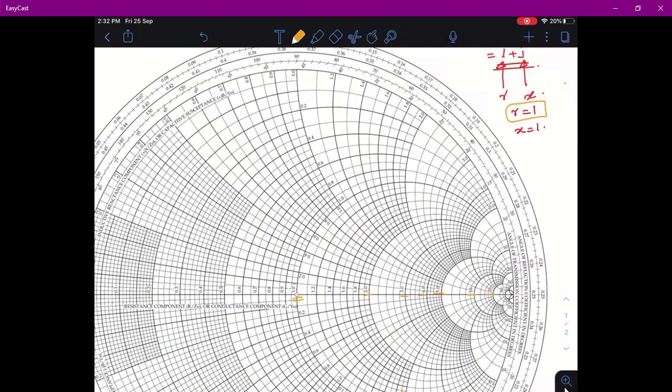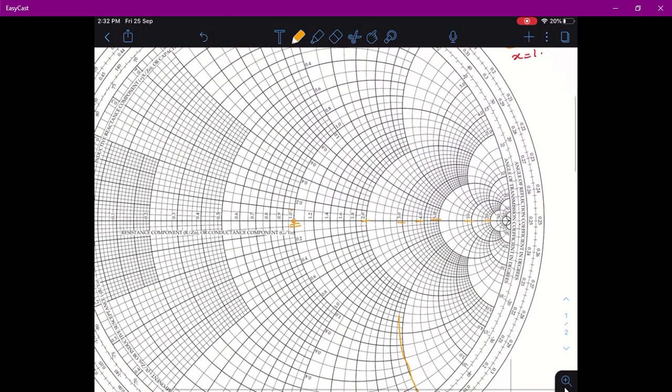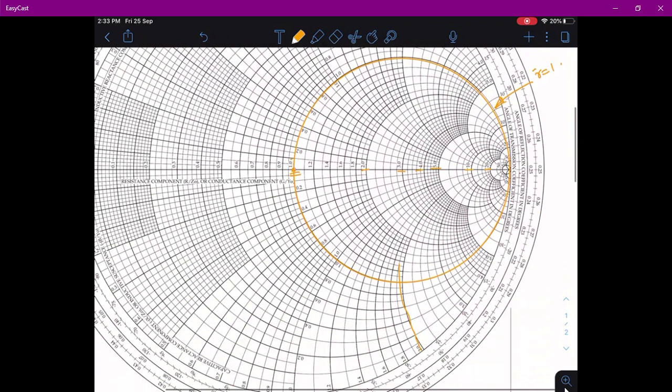Okay. Fine. So I know that this circle that I am currently drawing in orange is the R equal to 1 circle. Okay. So this is the R equal to 1 circle. Fine.